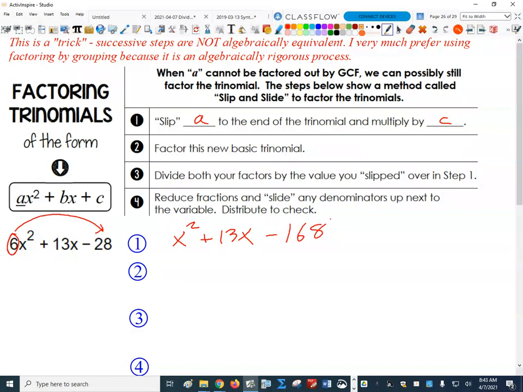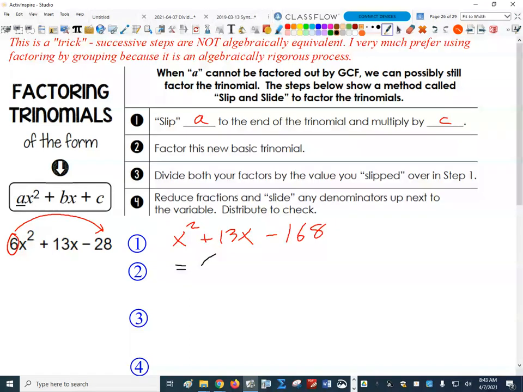Okay, good. First step. Next step. Now this becomes an easy trinomial, right? Because now all of a sudden a is equal to 1, so we can do this the way we did previously. We turned this into an easy one. So it's a basic trinomial. So let's play our sign game then. What's this going to equal?